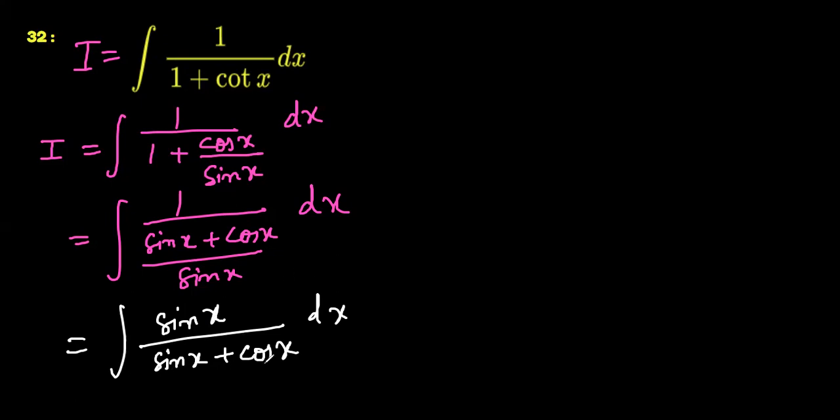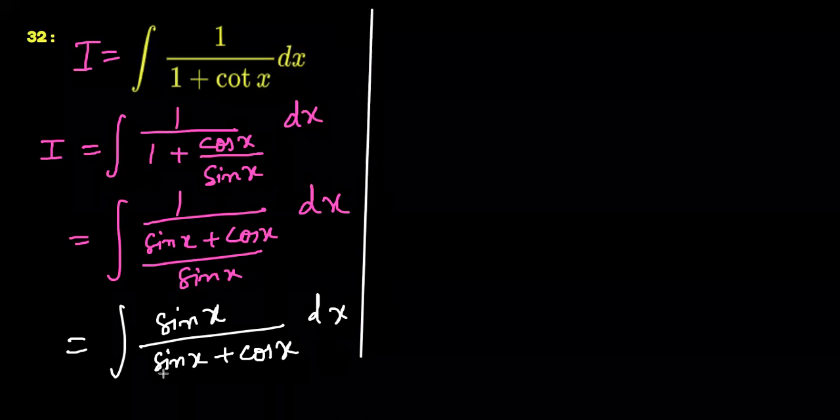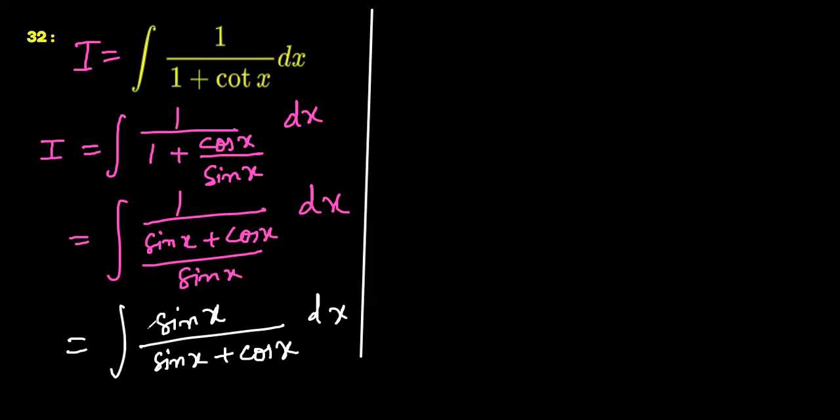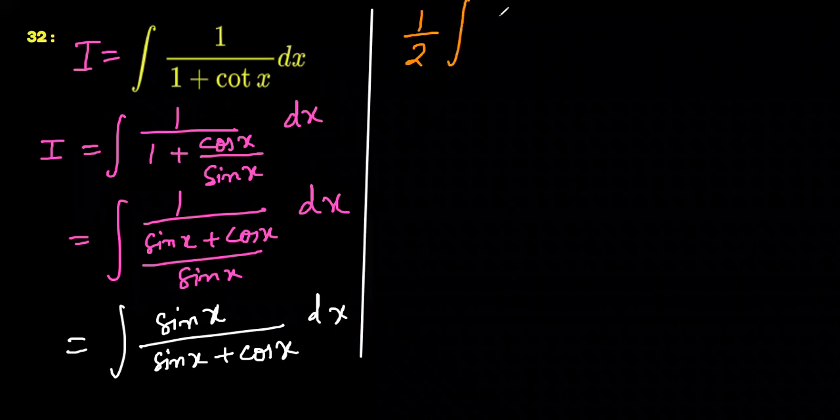The derivative of sin x plus cos x would be cos x minus sin x. So we want cos x minus sin x in the numerator. Now, how would we achieve that? Let's make this partition. Can we multiply and divide? Be a little attentive here. We are multiplying and dividing both numerator and denominator by 2.